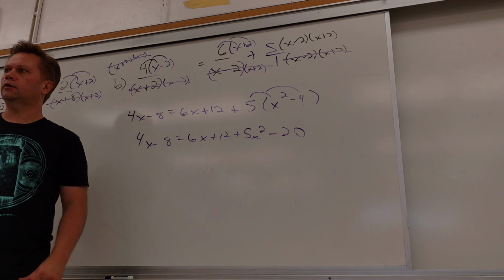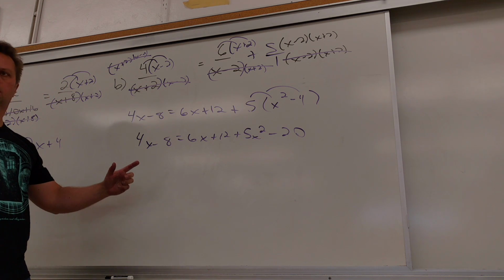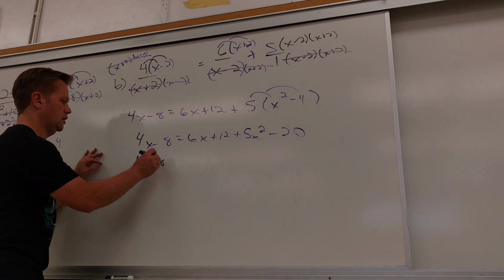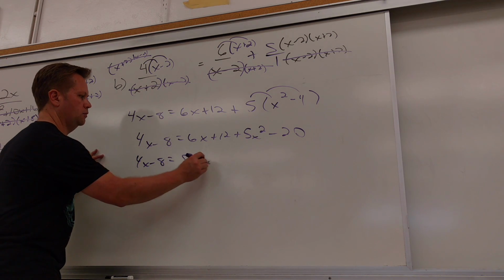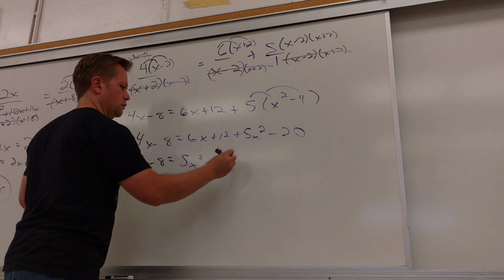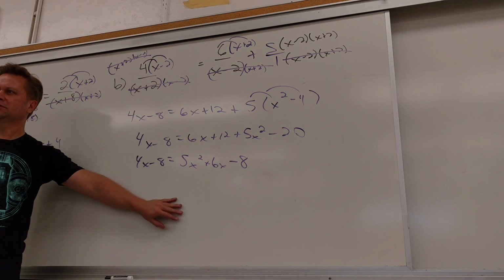Oh, I have no idea yet. I'm nowhere near there. What do I have to do now? Sure, okay. So 4x minus 8 equals 5x squared plus 6x minus 8.